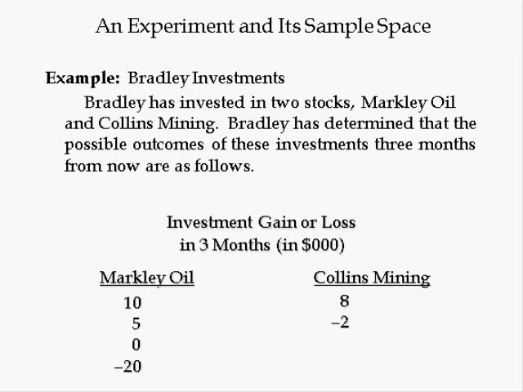Gains or losses from investing in Collins Mining 3 months from now include making $8,000 or losing $2,000 on the investment. So why are there two outcomes? The first outcome, making $8,000, results if the Federal Reserve Bank of the U.S. keeps interest rates low, while the other outcome, losing $2,000, results if the Fed raises interest rates 2.5%.